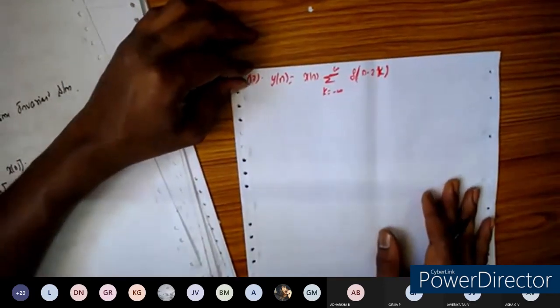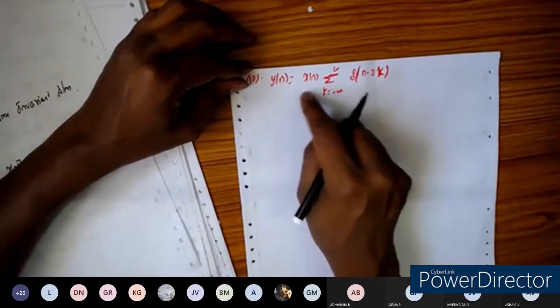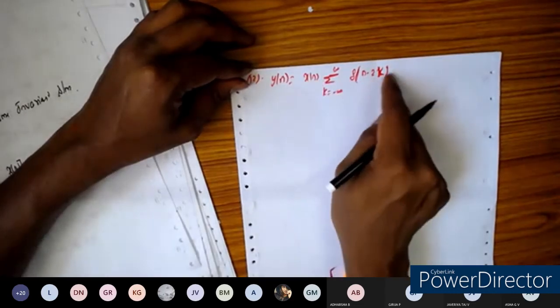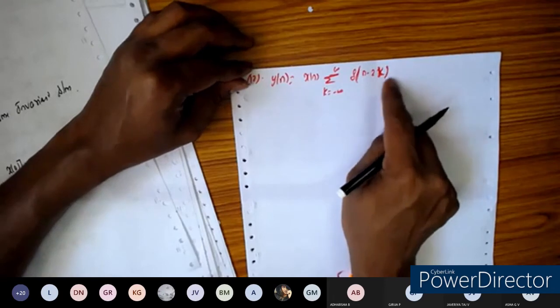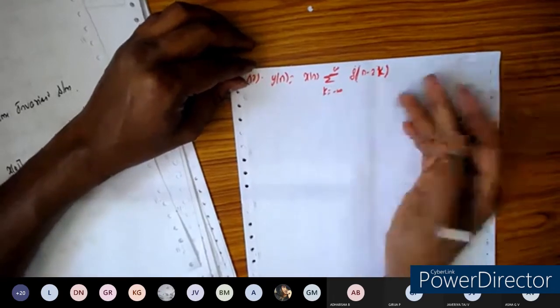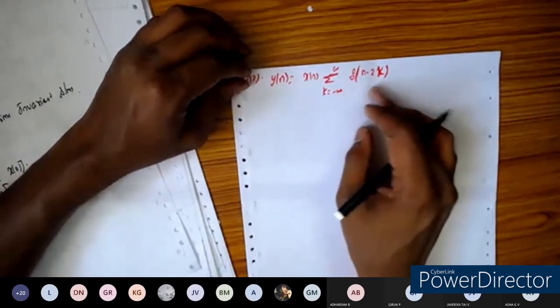Done. Okay, so let us verify the linearity property. What it is going to do is take the product of x of n with delta of n minus 2k here. So when n is equal to 0, delta of 0 minus 2k will become, so the product will not exist here. Like that, let us verify this property.